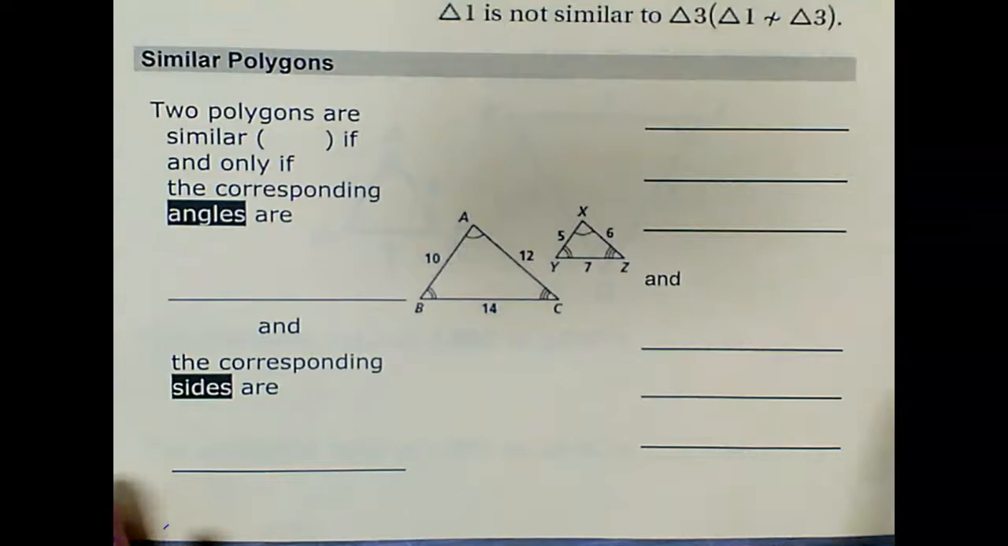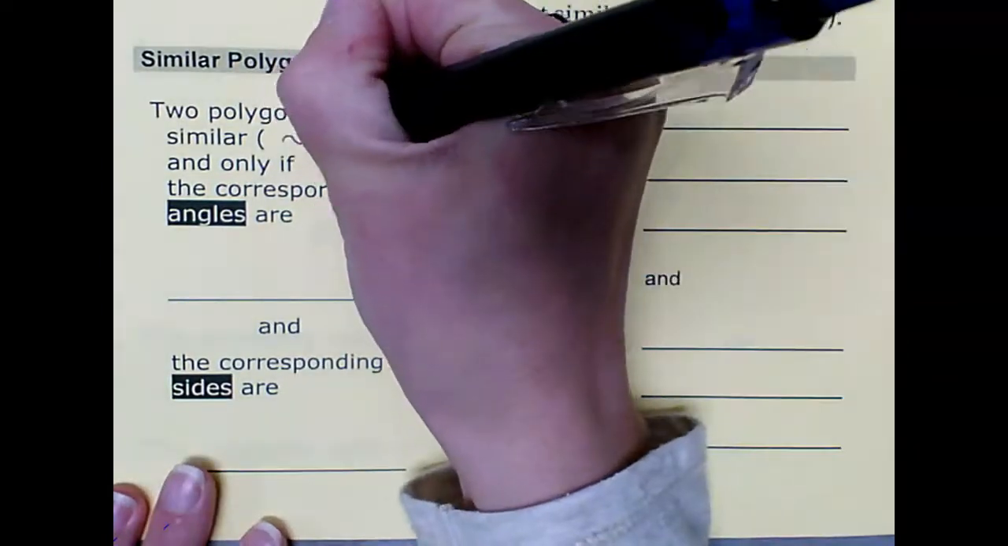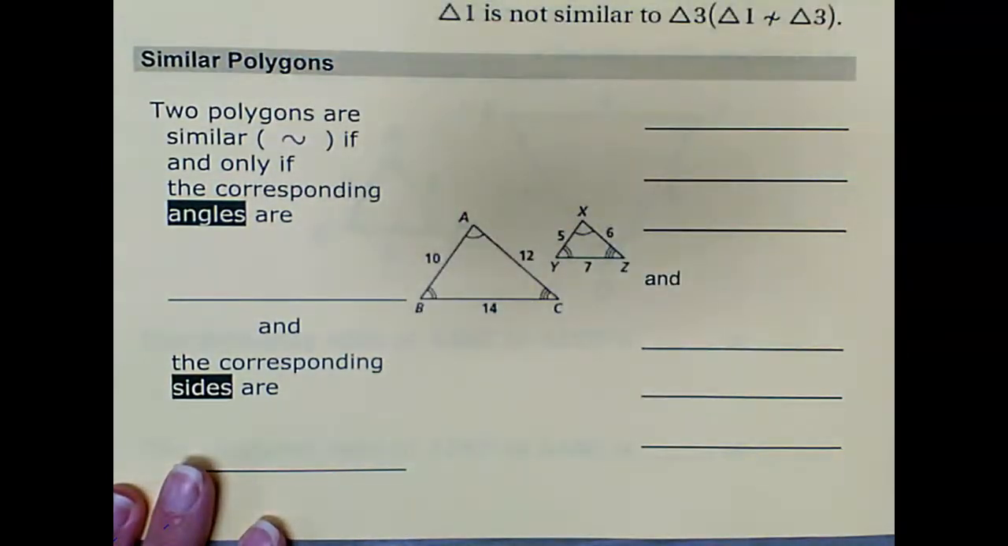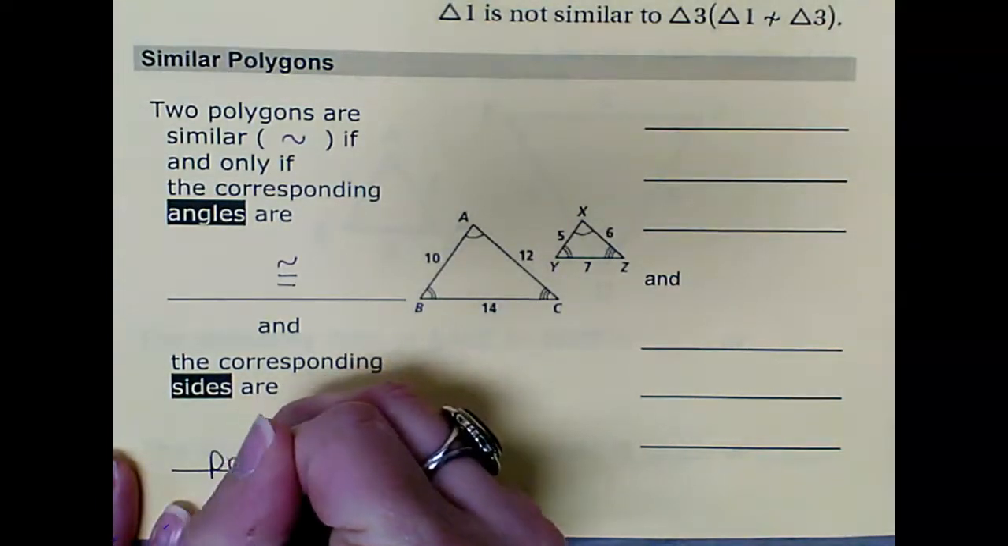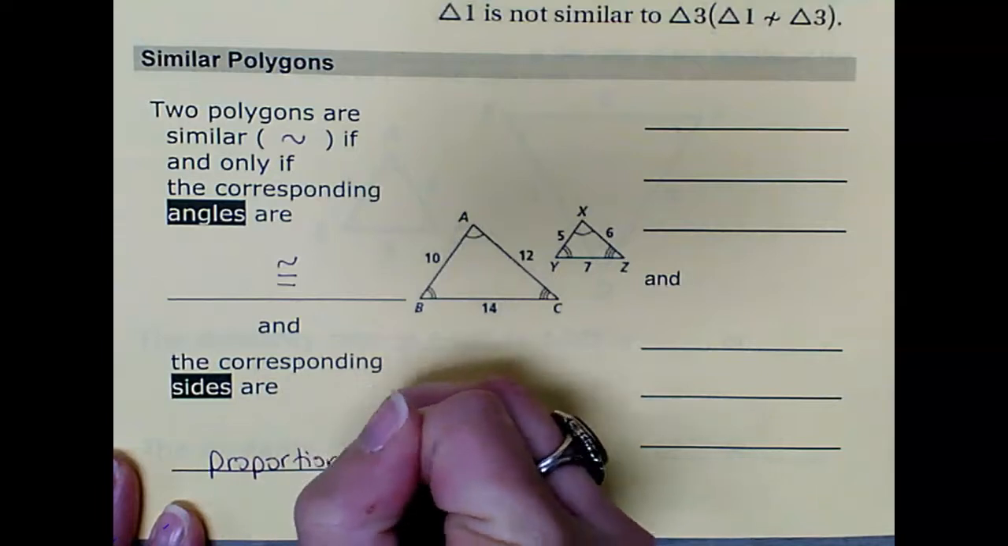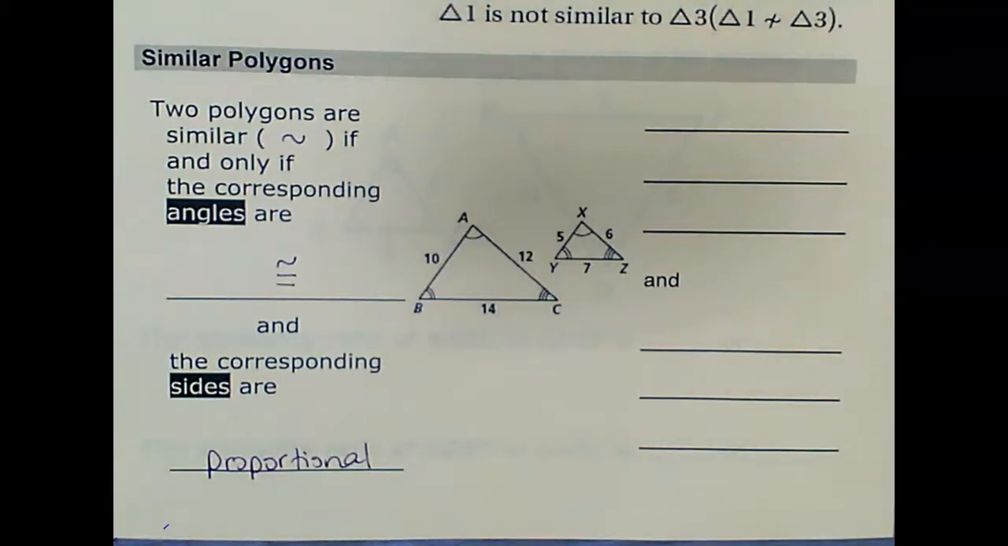Now, we say that two polygons are similar if and only if, so there's that biconditional phrasing, if and only if the corresponding angles are congruent and the corresponding sides are proportional. So we discussed proportional a few days ago, but we need those two things to happen in order to prove that polygons are similar. We need them to have corresponding angles congruent, and then we need corresponding sides proportional.